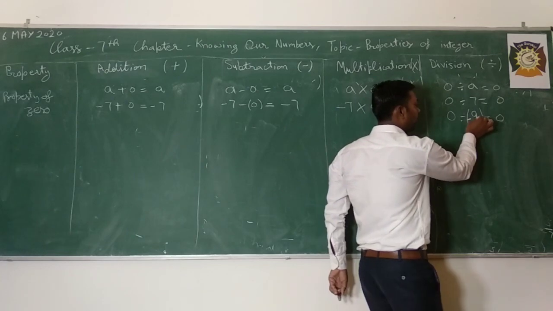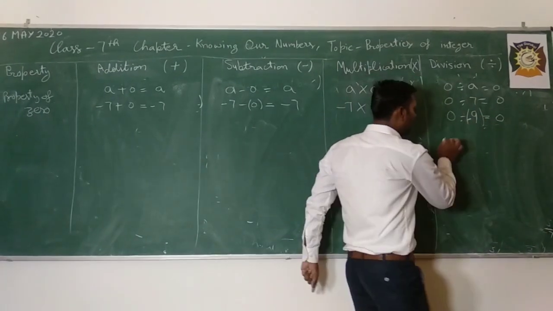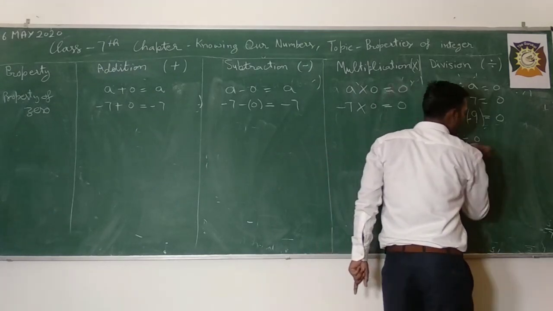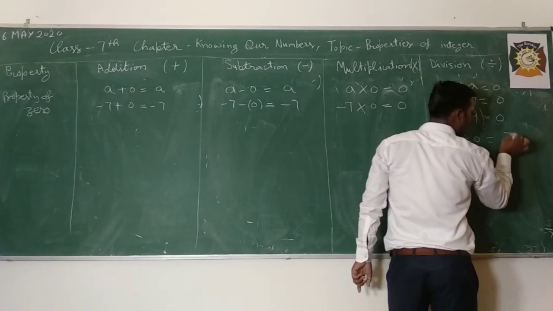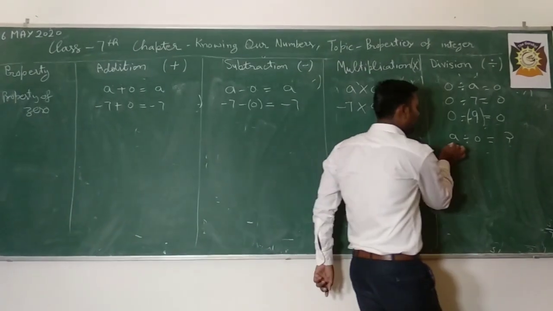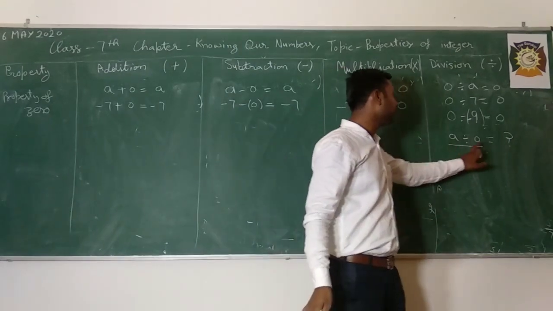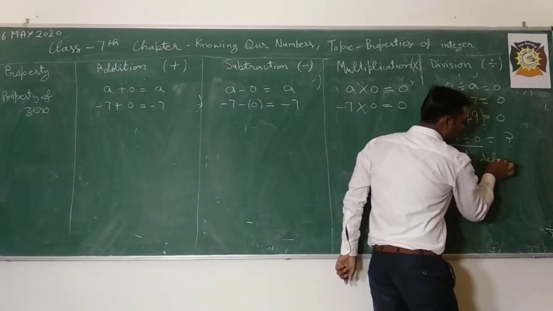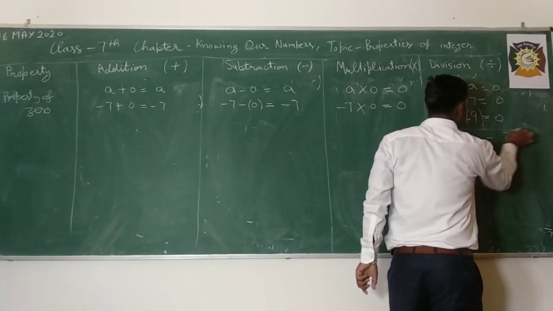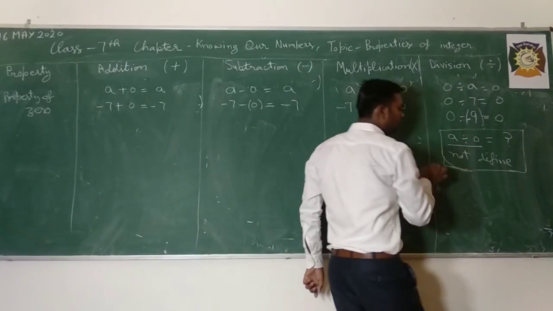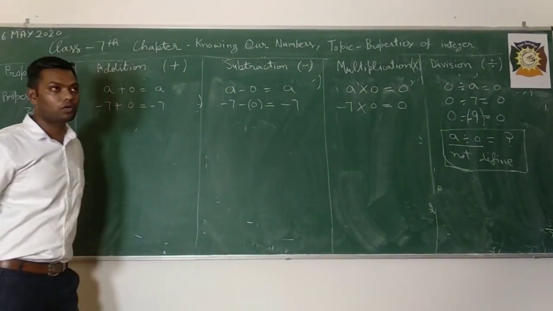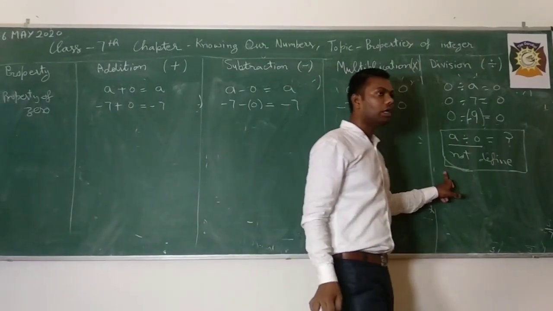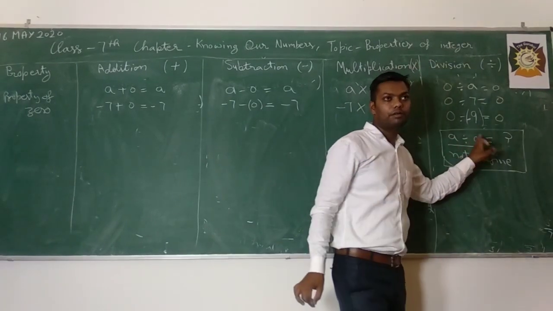It doesn't affect. But if we divide any integer with 0, what do we get? This point should be noted. This is not defined. We learn about this in higher classes, but now you have to learn we can't divide any number by 0.